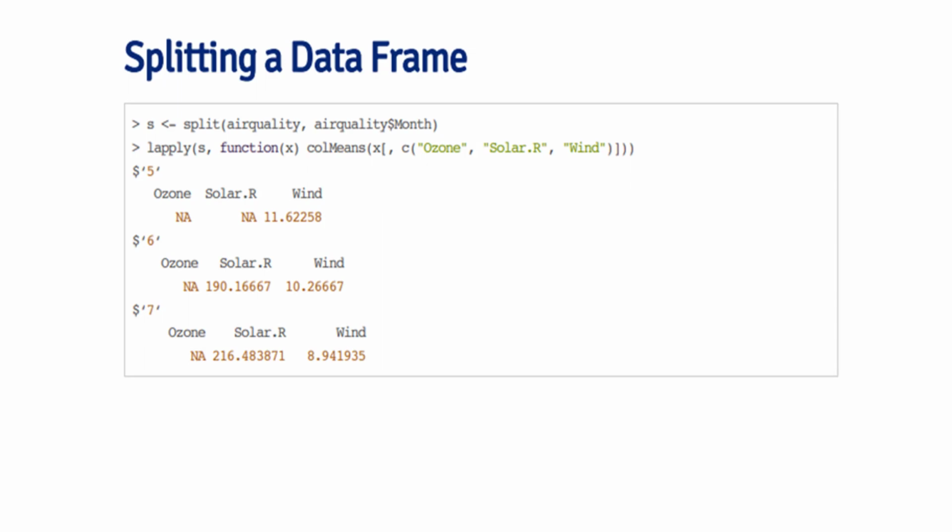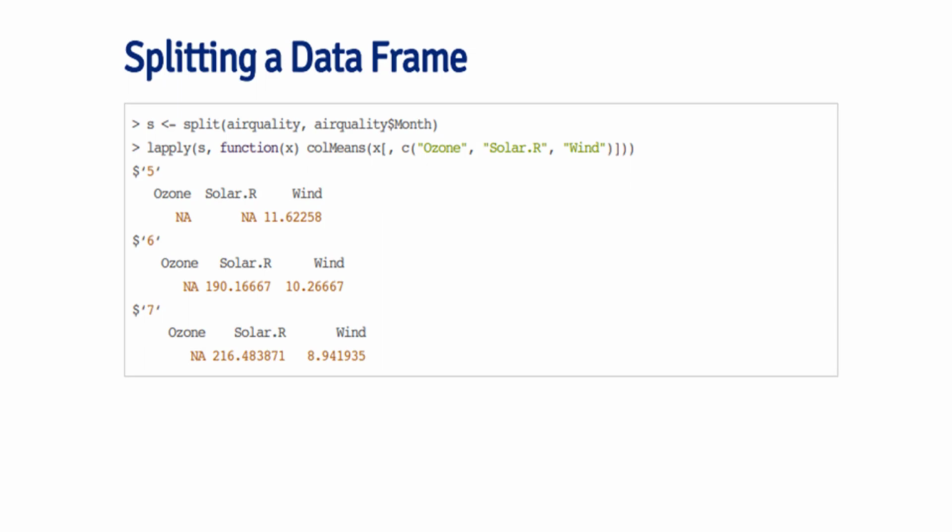So here I've split the airquality data frame according to the month variable, and then I'm going to apply an anonymous function. The anonymous function takes the column means of just the ozone, solar radiation and wind. I'm not going to take the mean of temperature here. So I'm just taking the column means of those 3 variables for each month. Here you can see the results. You can't see them all, but you can see most of them. lapply is returning a list where each element is a vector of length 3, which is the mean for ozone, solar radiation and wind within that month.